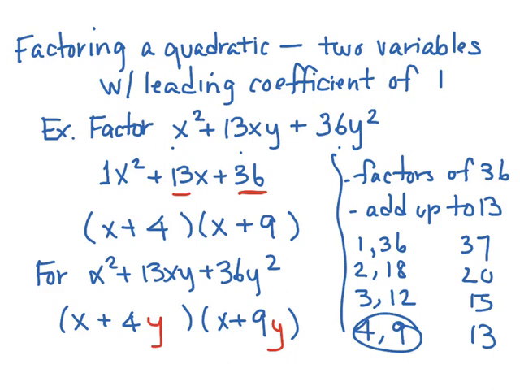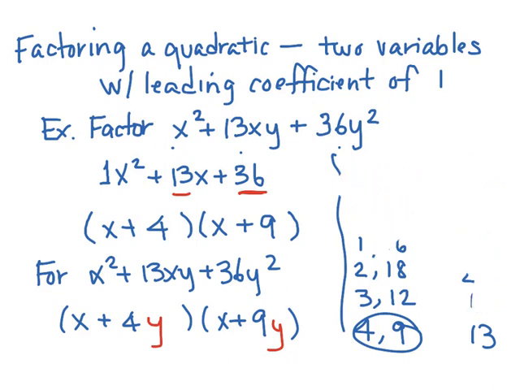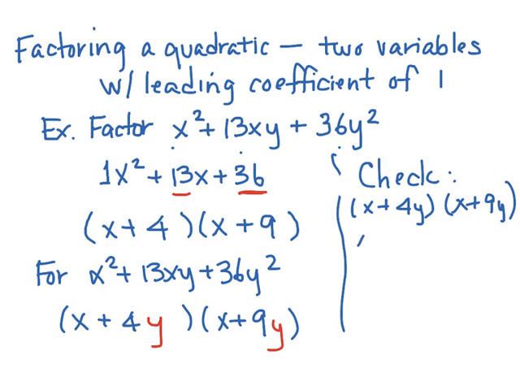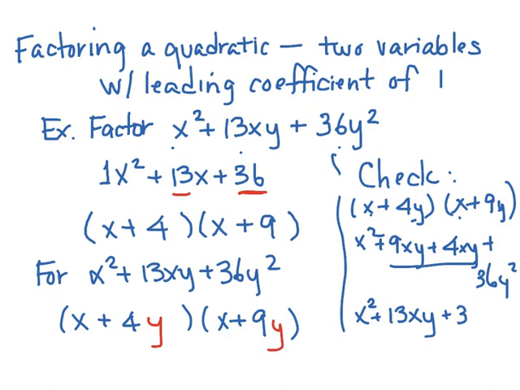And if you wanted to go back and check, again, remember you can distribute or use the FOIL method. So if we want to check, we'll multiply x plus 4y times x plus 9y, and we get x squared for our outer plus 9xy plus 4xy plus, I'm running out of space, 36y squared. Right, so then these two add up to 13, so we get x squared plus 13xy plus 36y squared, and it checks. So this is our answer.